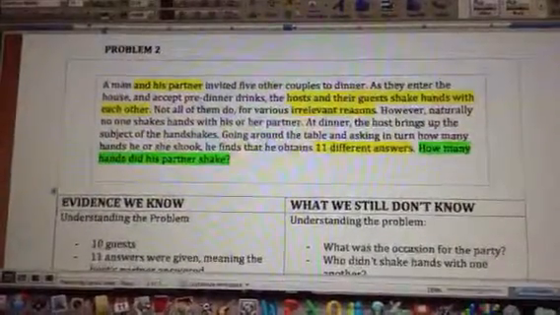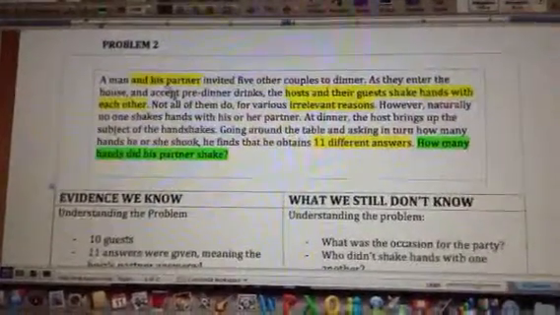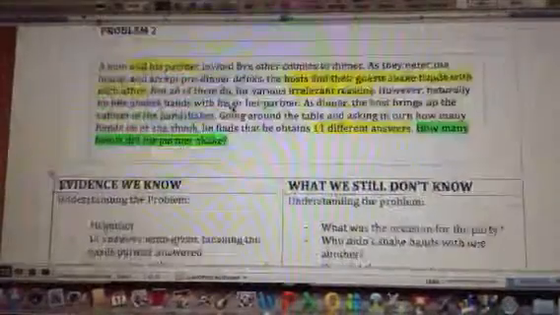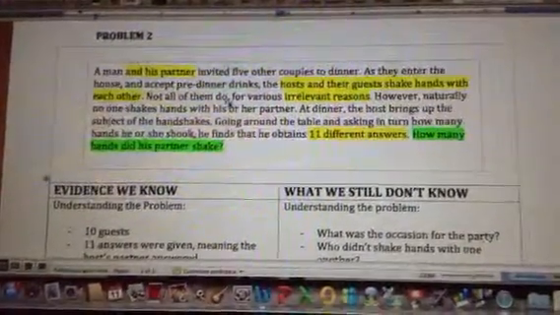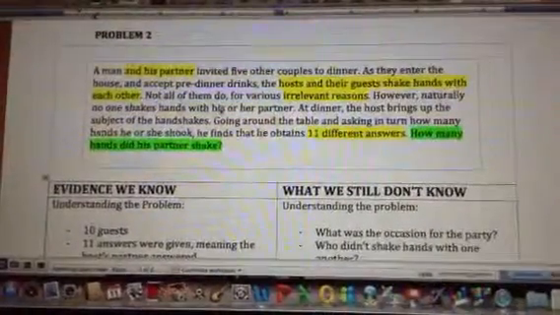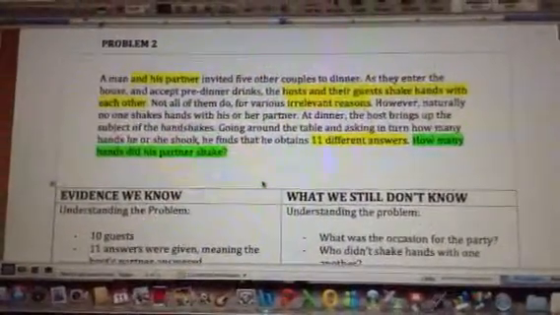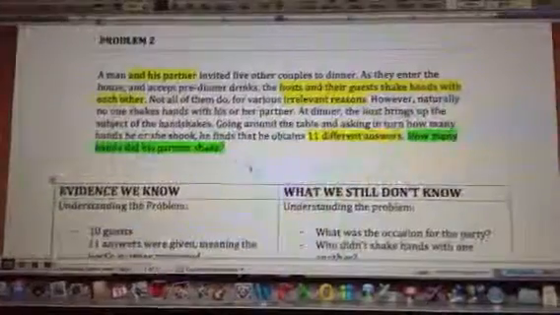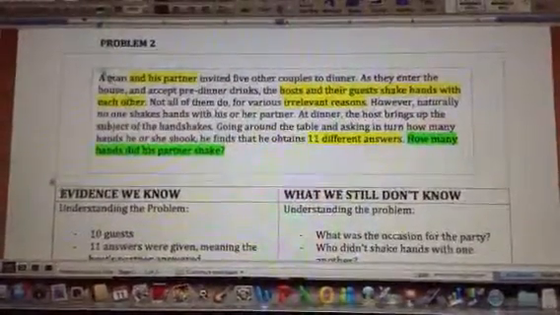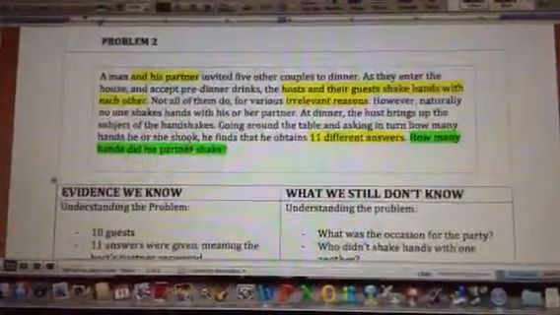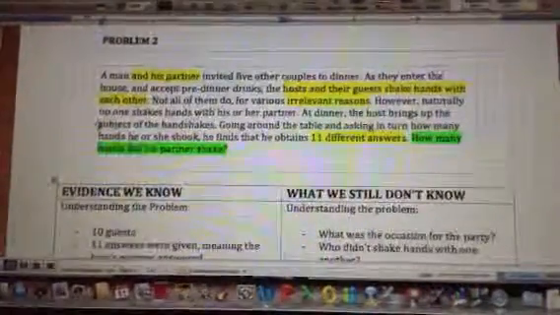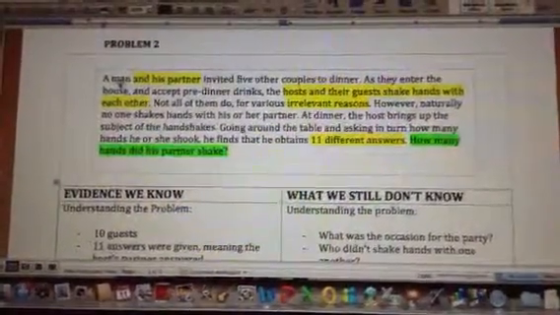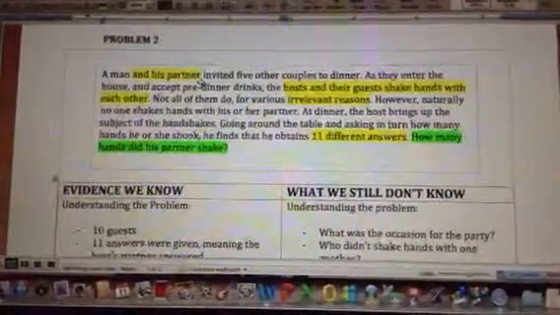Okay, so with all my technological skill, what I've done is put the problem into a Word document, and I decided to explain it over video because my train of thought would probably take too long to write. So I took problem 2 and wrote it out, highlighting what I thought was the key information. So we have a man and his partner.